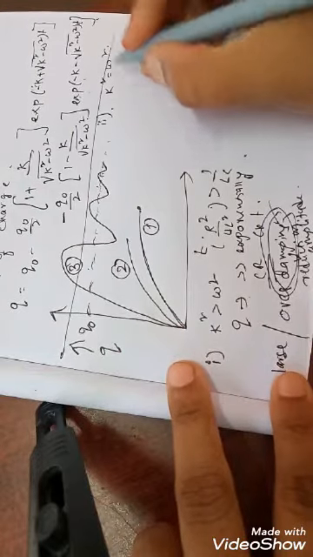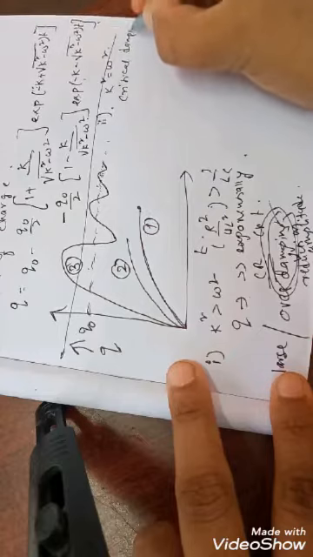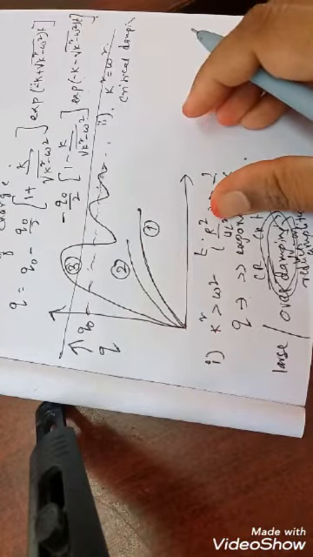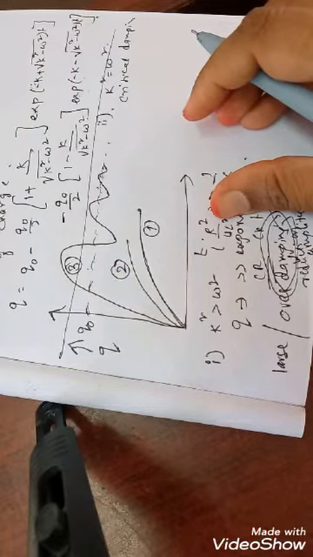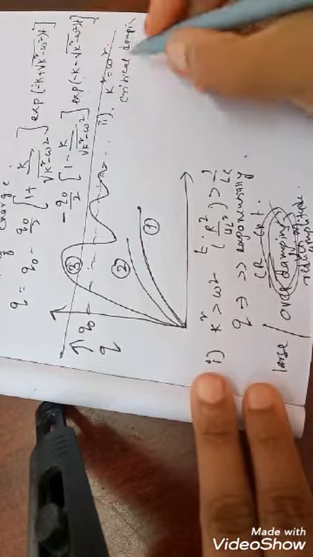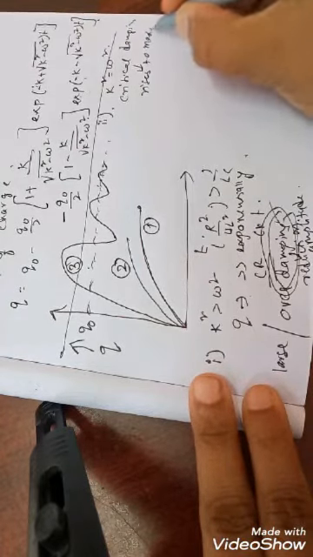For the second situation, K square equal to omega square, we call it critical damping. In such a situation, the charge rises to its maximum value.